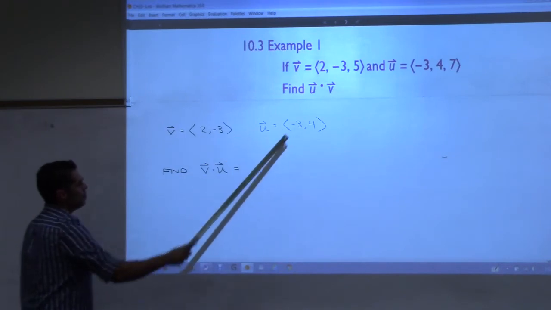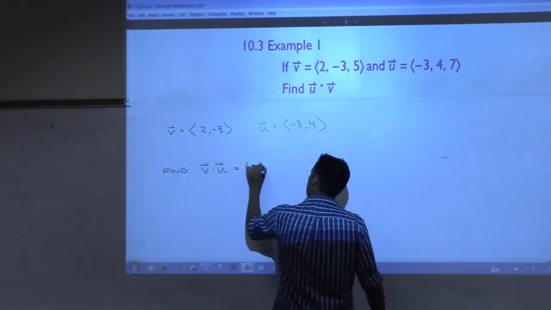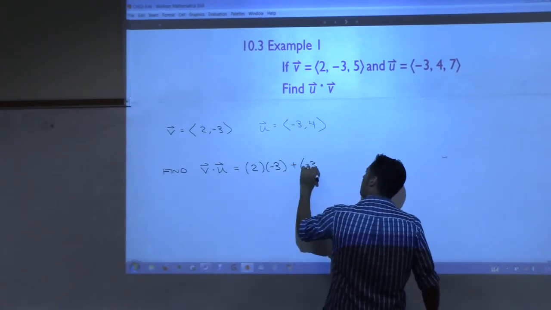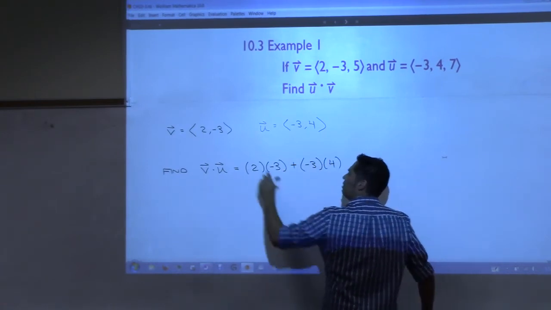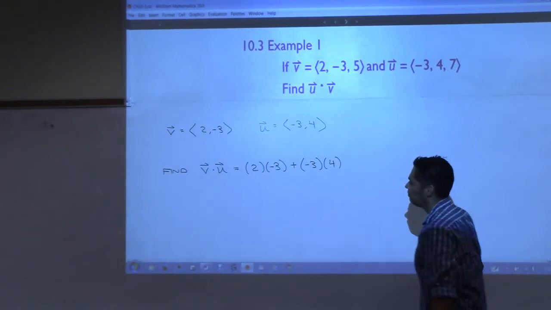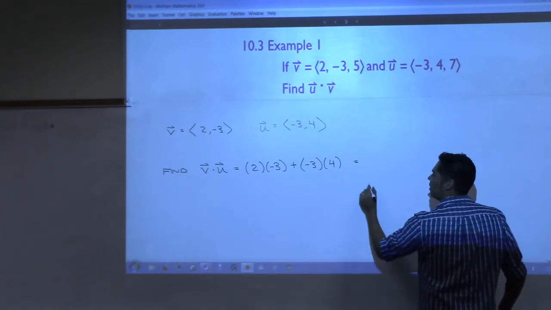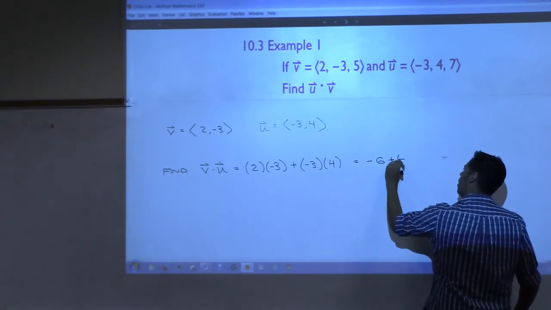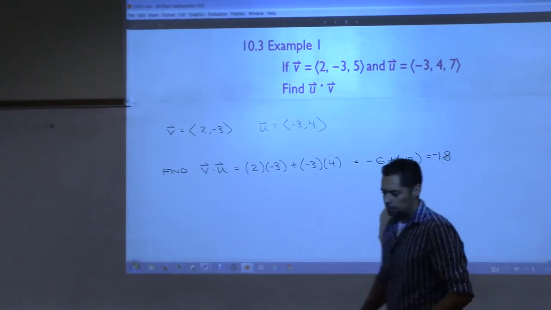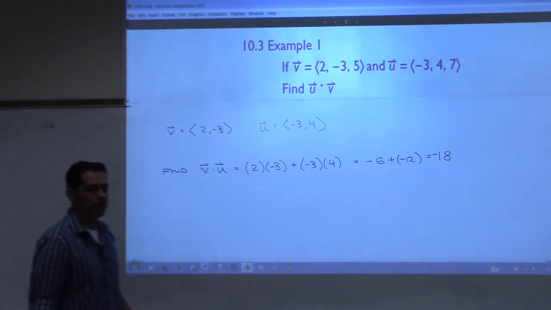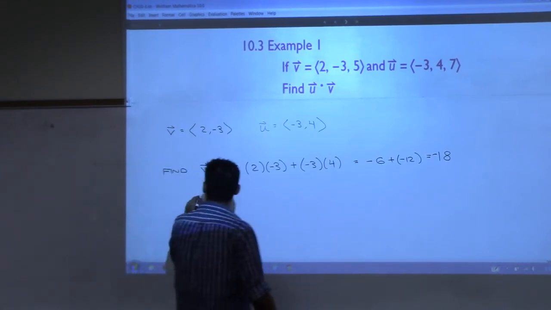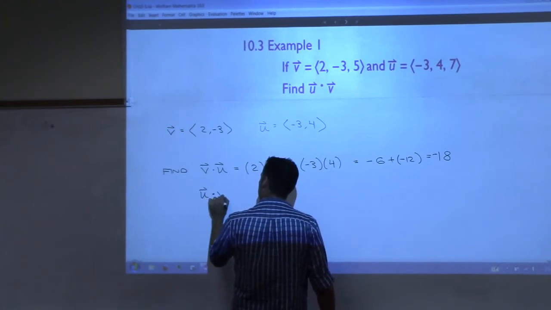So for us, what will this be? 2 times -3. So I'm going to write that down. 2 times -3, and then plus what? Negative 3 times 4. So I'm doing 2 times -3 plus -3 times 4. Let's see what we get. -6 plus -12 is -18. Right? That's it? That's it. Okay, now what is u dot v?